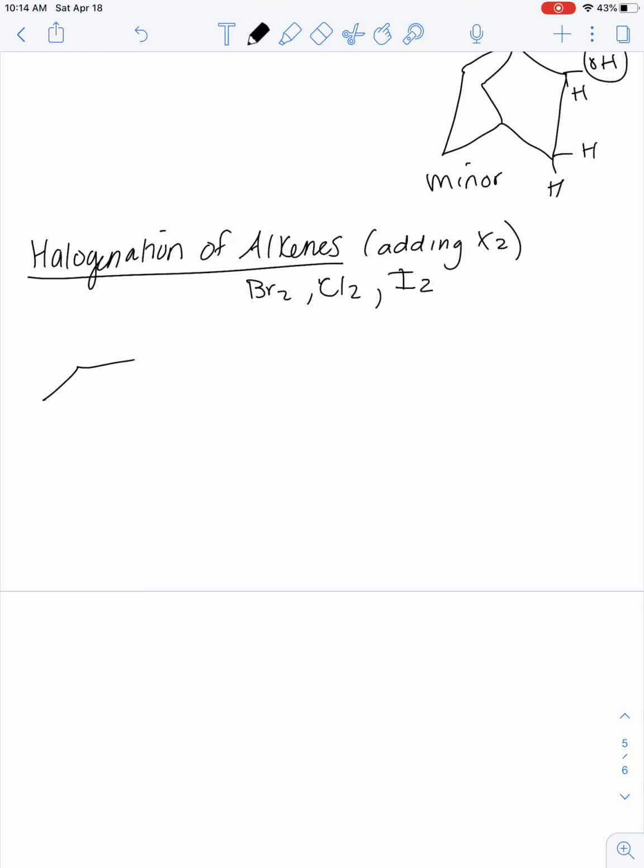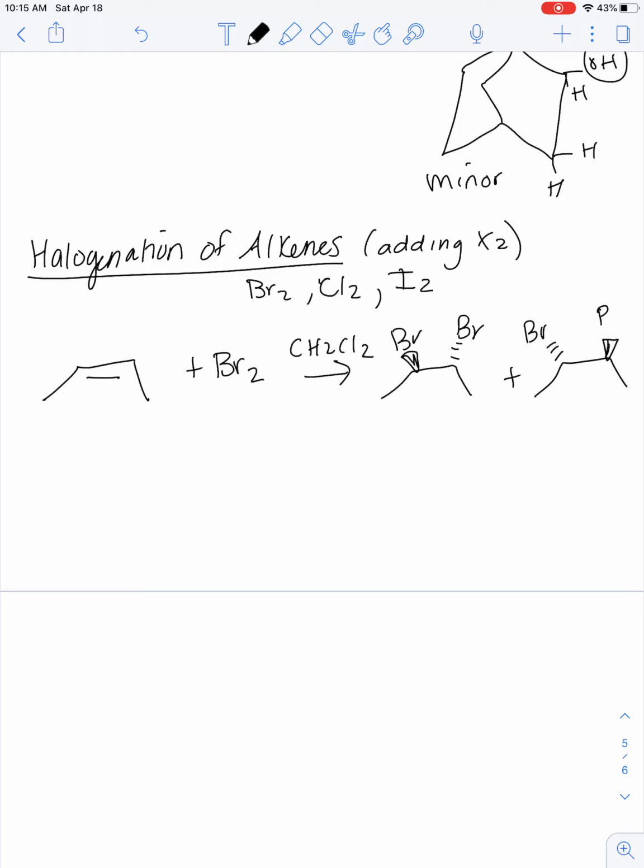So what's going to happen is if we have this alkene here, we'll react it with bromine. So it's typically done in dichloromethane, which is just your solvent. You guys use this a lot in lab. So you're going to have two different products. You would have this product plus its enantiomer, so you'll have this product right here.